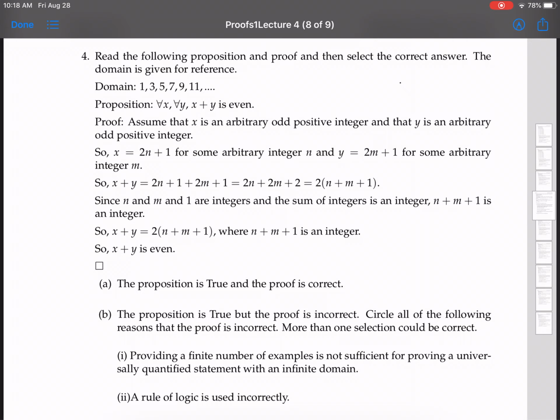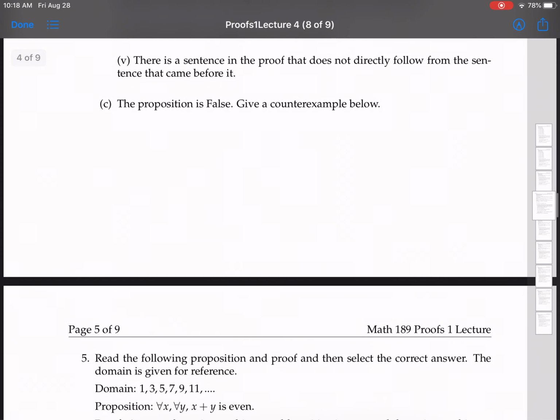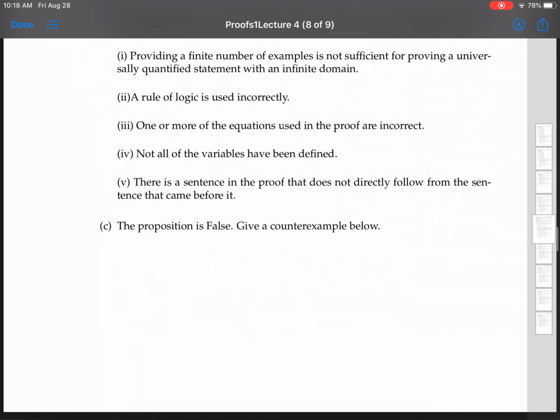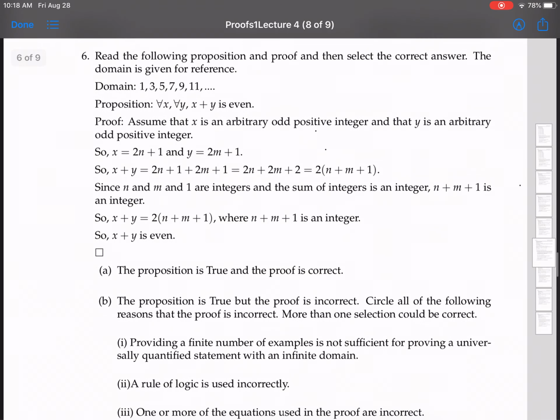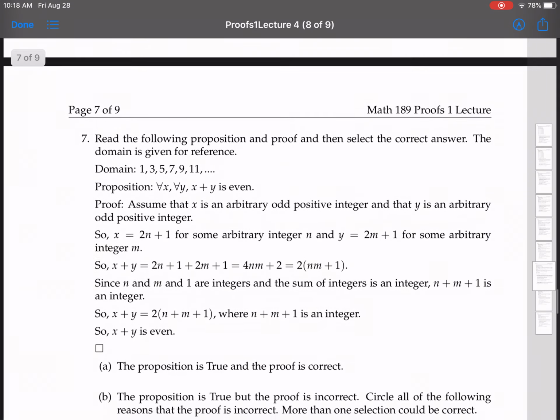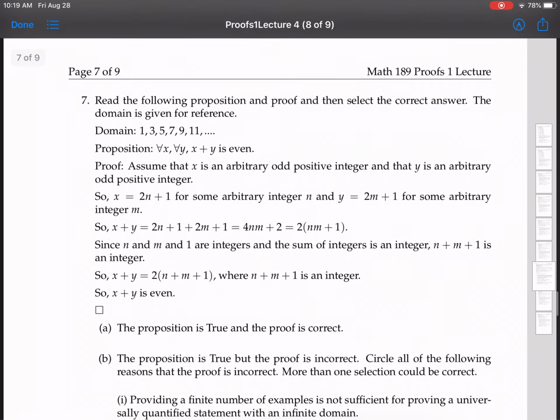In a previous video, we talked about why this proposition and proof are correct. And then in subsequent videos, we talked about why this proposition is true, but the proof is incorrect. And the same went for this one here. Same went for this one here.